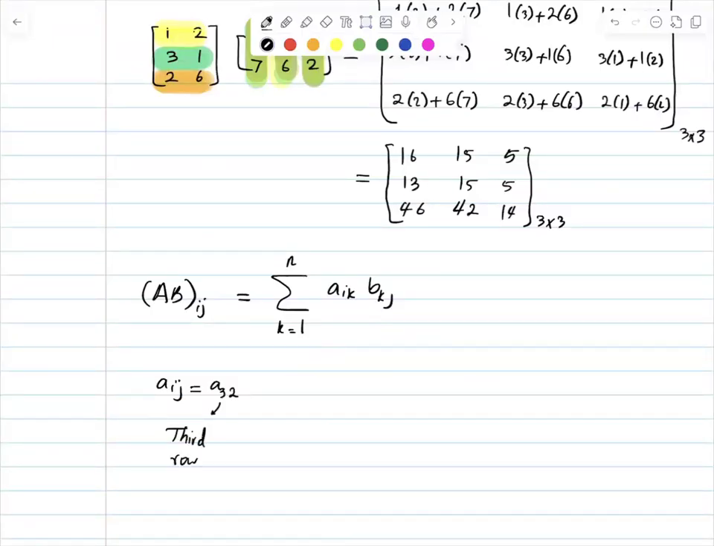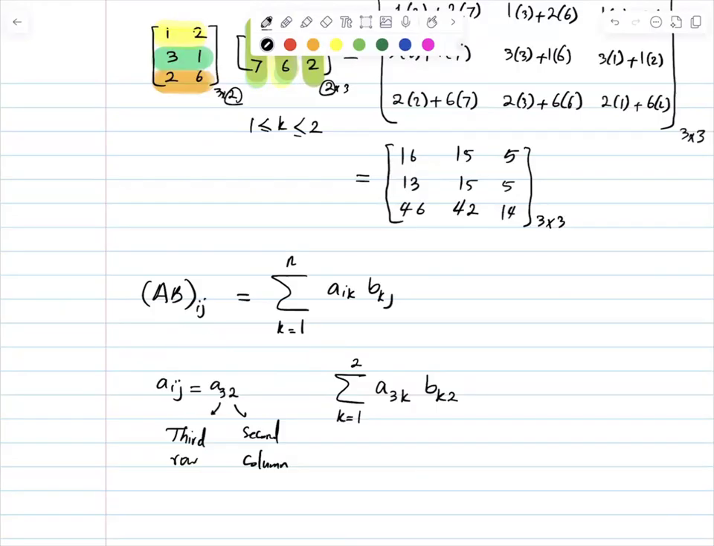Third row and the second column. Let's follow the formula. Basically, we are calculating the summation of A_3k times B_k2, and my k starts from 1 and goes to 2. Remember that this is 3 by 2, and this is 2 by 3, so my k ranges between 1 and 2.